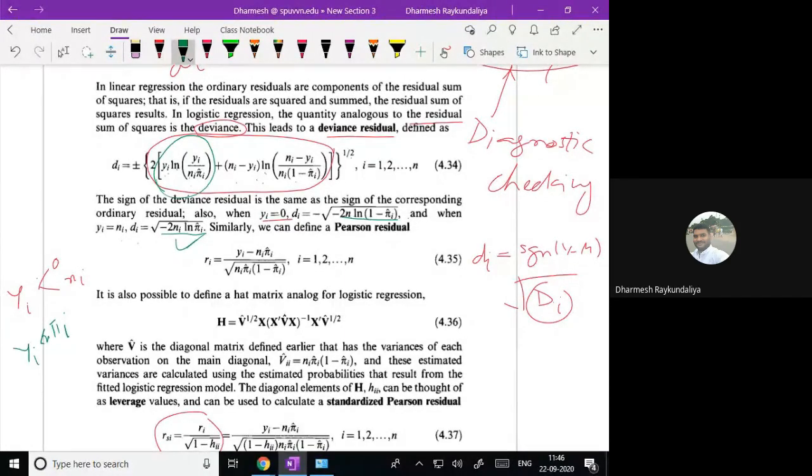Pearson residual is nothing but the observed minus estimated value divided by the corresponding standard error. So it is yi minus its estimated value divided by its standard deviation, because the binomial distribution has mean n pi and variance n pi into 1 minus pi. So this is called the Pearson residual.